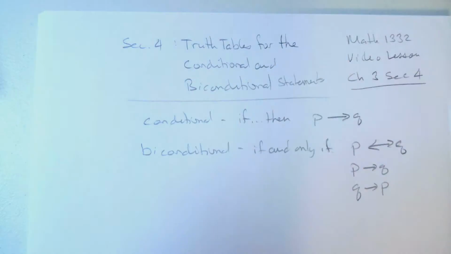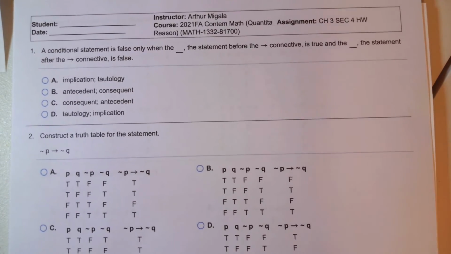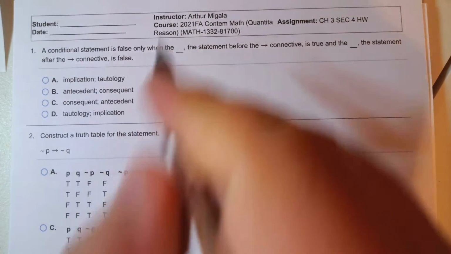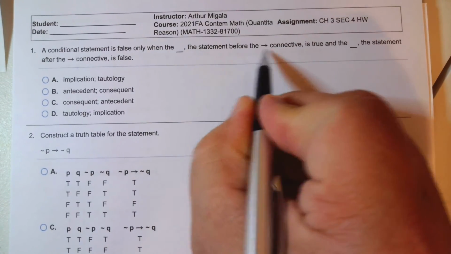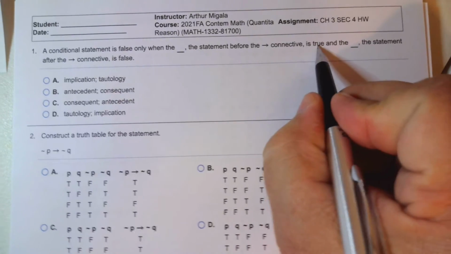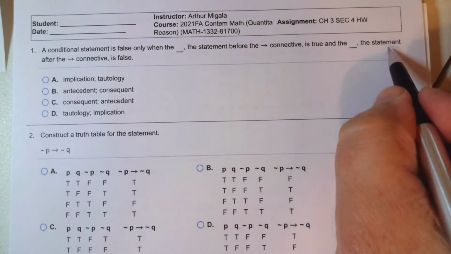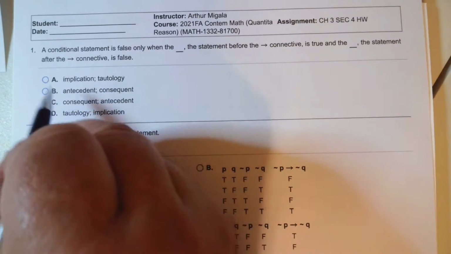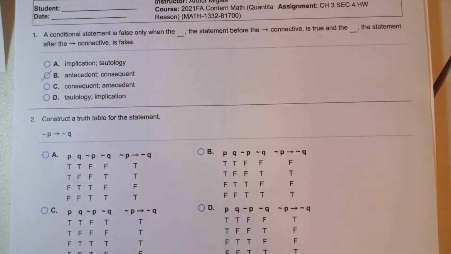So that's it for that lecture. Let's go ahead and start looking at the homework problems. A conditional statement is false only when the blank, the statement before, called the antecedent, is true and the conclusion or the consequence of the statement is false. So the antecedent and consequence. Again, that's just basic definitions.